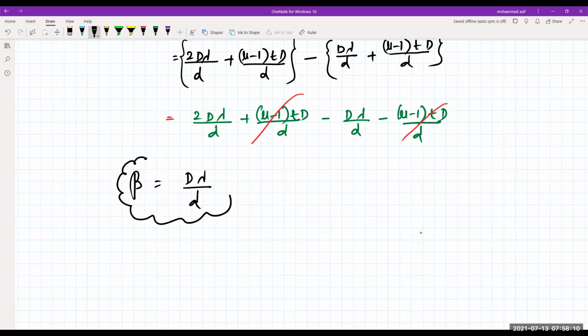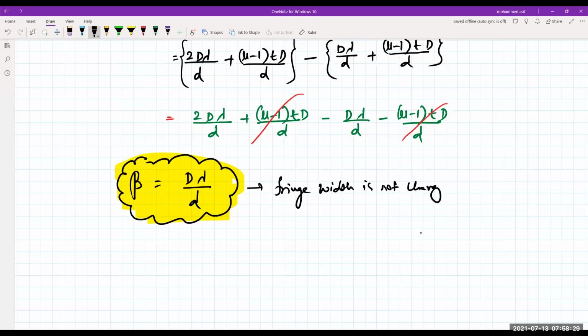So this is your fringe width formula. The fringe width formula is not going to change. It remains the same as your previous one. So I can say that fringe width is not changing. It remains the same.